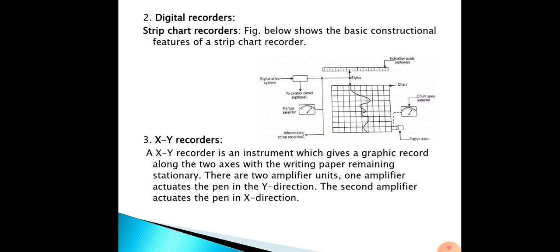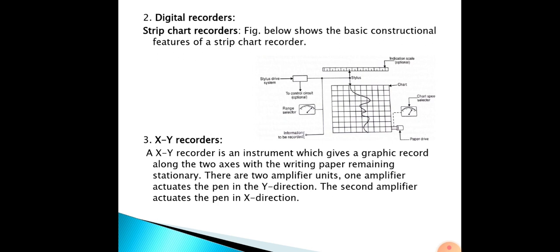The next one is the XY recorder. An XY recorder is an instrument which gives a graphic record in two axes with the writing paper remaining stationary. Here the writing paper will be stationary. There are two amplifier units.